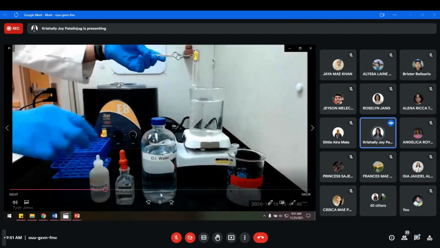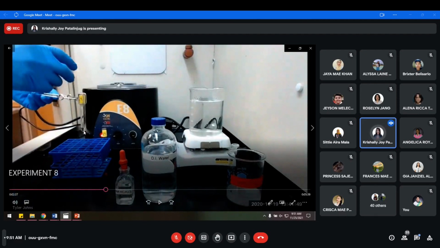Okay, observe. What happened? Look, the precipitate disappeared. So you can now answer if it is soluble or not in acetic acid.